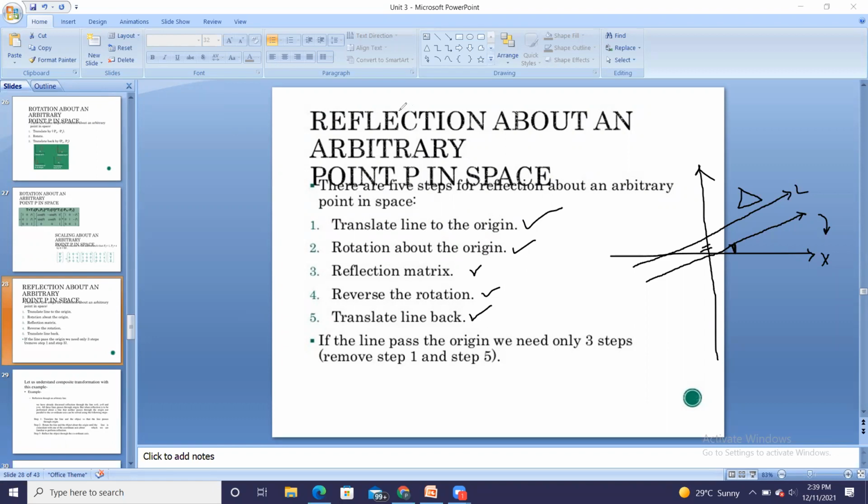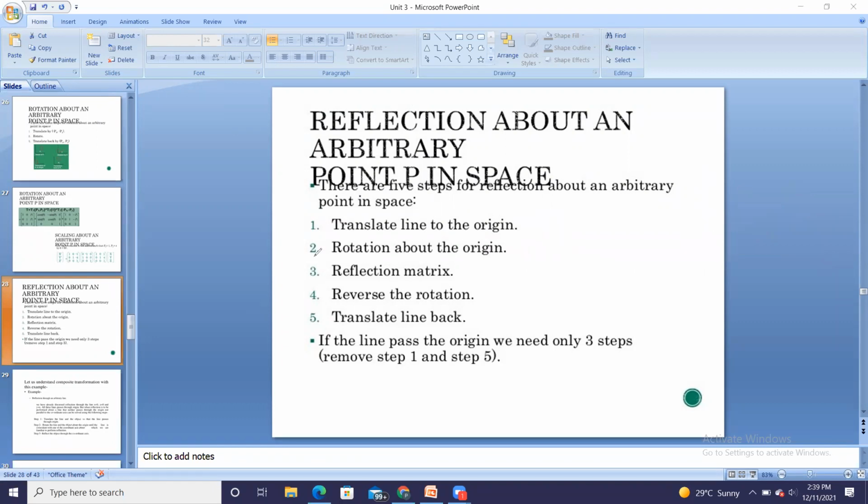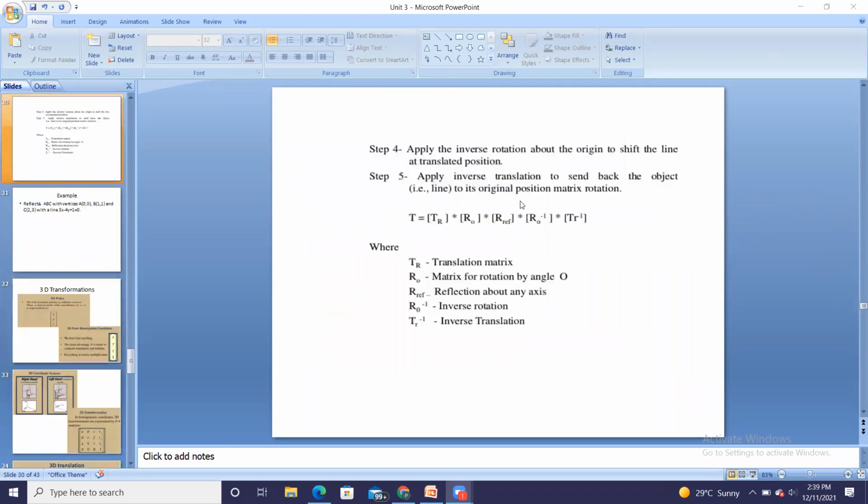Okay, so let us see the example of this now. So we have seen T, translation matrix, R, rotation matrix, reflection, rotation inverse, and translation inverse. So these are the 5 steps.